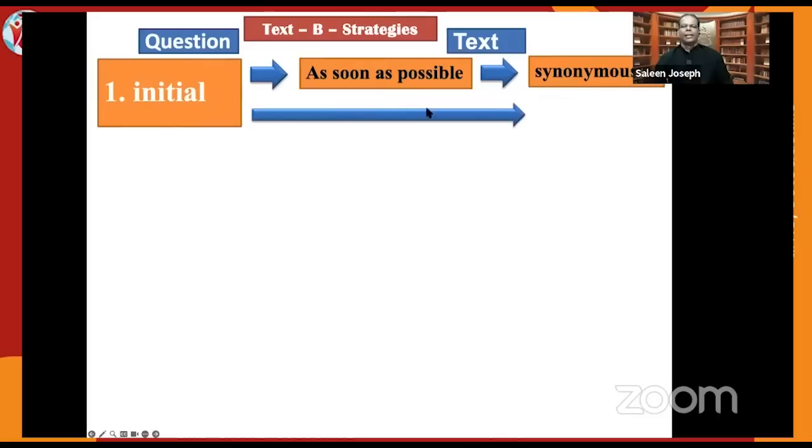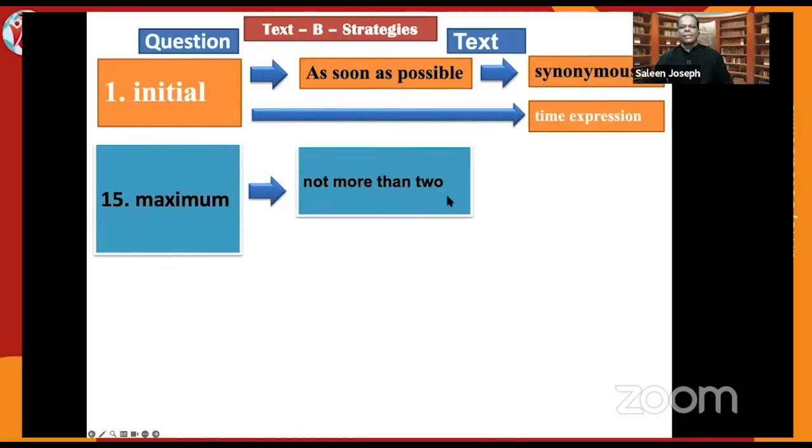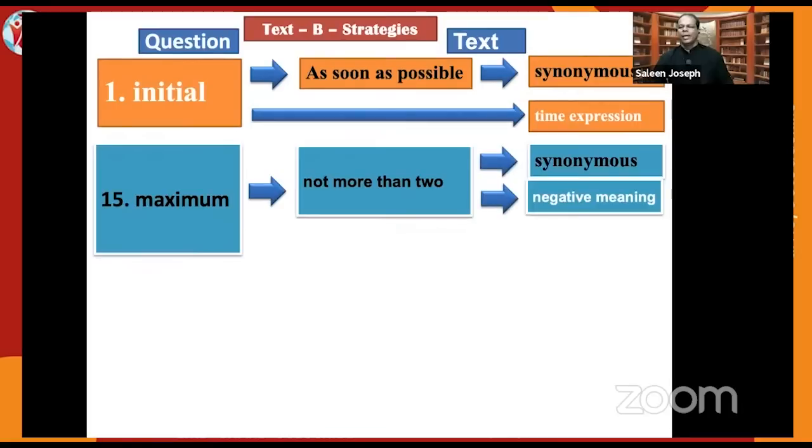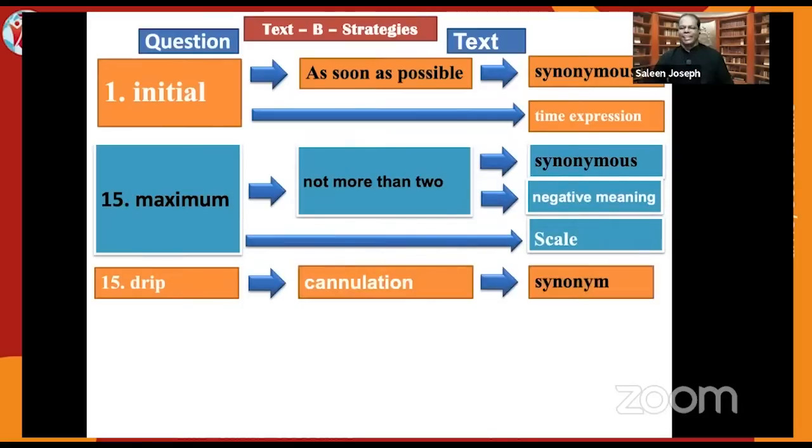Now, text B, I am not going to analyze the whole thing. Synonyms, see: initial, as soon as possible. Initial is the time expression. Maximum: text says no more than 2. No more than 2 means 2 is the maximum. That's what I said, negative expression, and this is a synonymous expression as well as a negative meaning. Scale is used, maximum, minimum. Then drip, cannulation, that is a synonym.